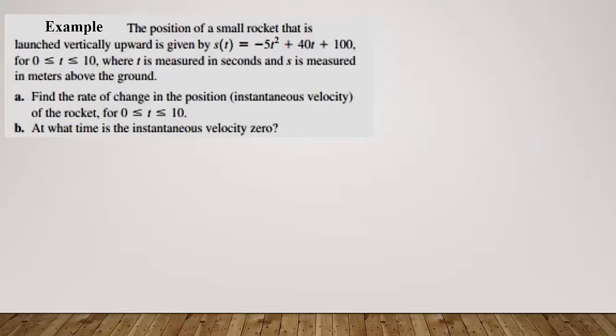Part A, we're going to find the rate of change in the position, that's instantaneous velocity, of the rocket on the interval 0 to 10. And then in part B, we're just going to determine at what time is the instantaneous velocity 0. So folks, get this example written down because I'm going to head off to the chalkboard and work through it.